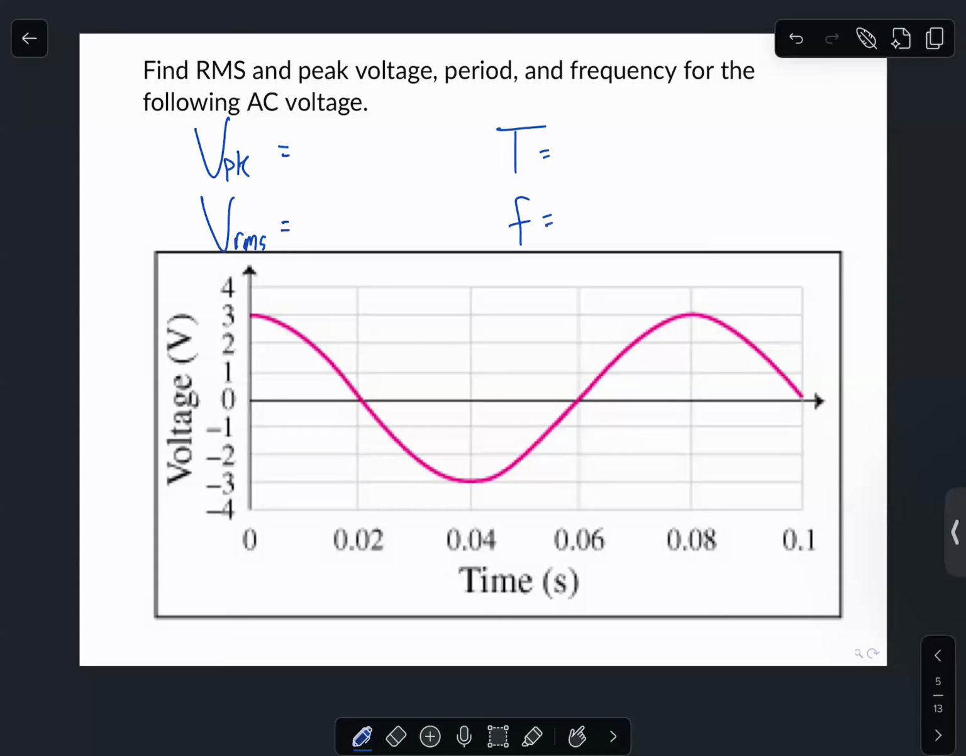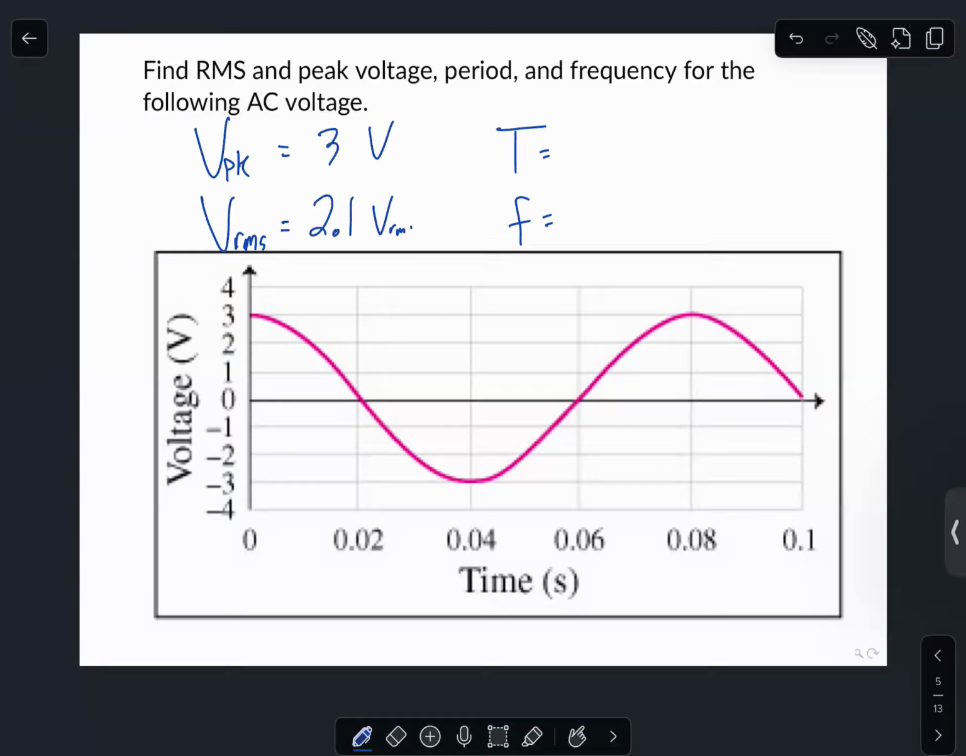Peak voltage. How do you find the voltage of the peak of the sine wave? You look at the graph. The maximum value that the voltage has, the sine wave goes up to 3. That's V peak. I hope that you answered 3 volts. RMS voltage: we use the equation, 0.707 times peak gives the RMS. If I multiply 3 by 0.707, I get roughly 2.1 volts.